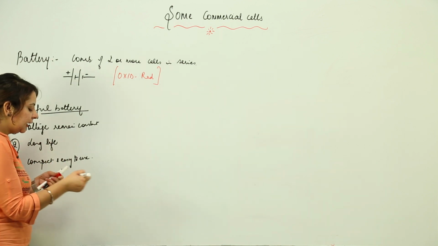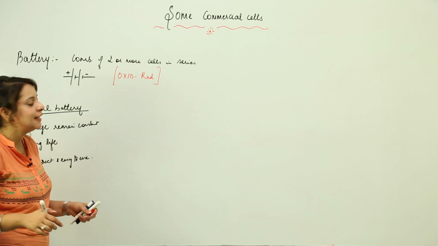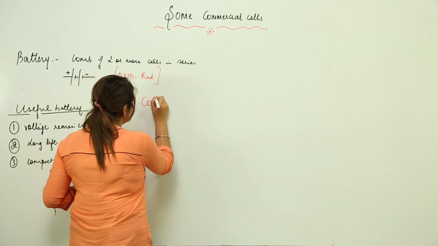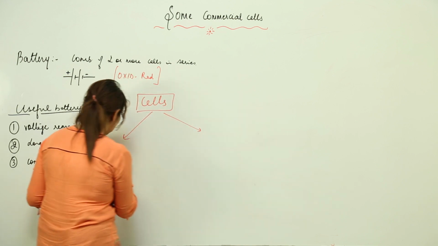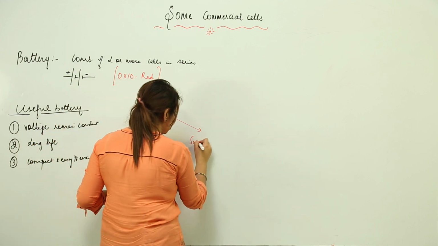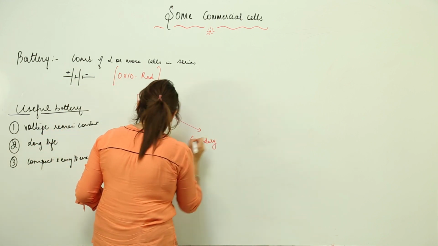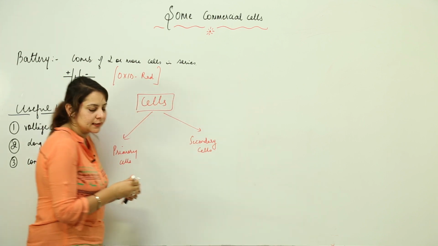Now we know that a battery is formed of cells, so we are going to start with what kinds of cells we observe. Basically, we have two kinds of cells. One is the primary cell and the other is the secondary cell.